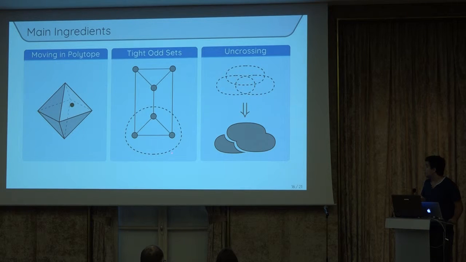And because you're trying to find many of them, it could possibly be the case that these things intersect in arbitrary ways. So you can shrink each one of them, but not simultaneously. So the third piece is basically a way of uncrossing these tight sets into sets that are in some sense equivalent, which you can shrink at the same time. Okay? So I'll basically have only time to go over this piece, but I'll mention a few things about the other ones. Okay? So moving inside the polytope.